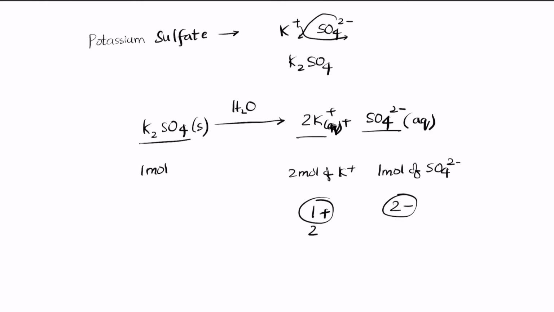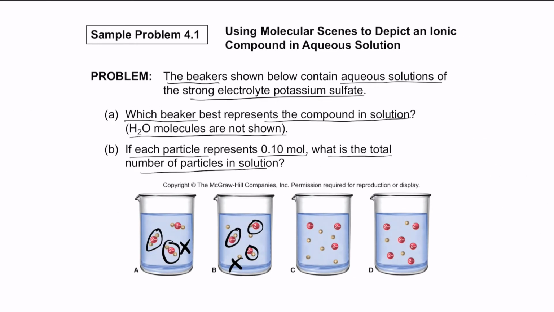So the idea here is that for every 1 molecule of SO4 2 minus, there should be 2 molecules of 1 plus. So let's look at option C here. There are 3 2 minus. For 3 2 minus, there are 6 1 plus. Which means that this is the right answer. So option C is the right answer.